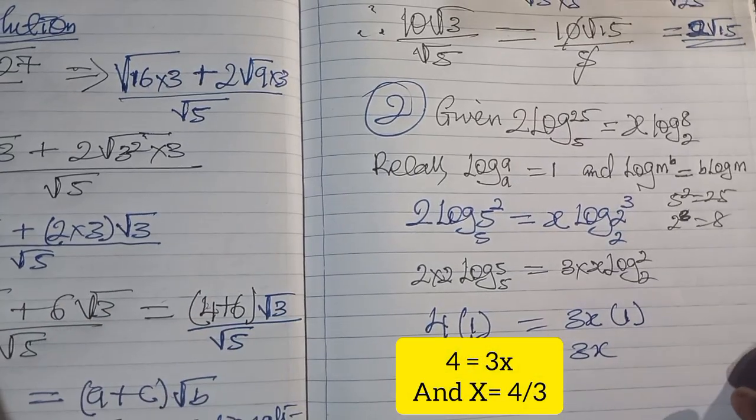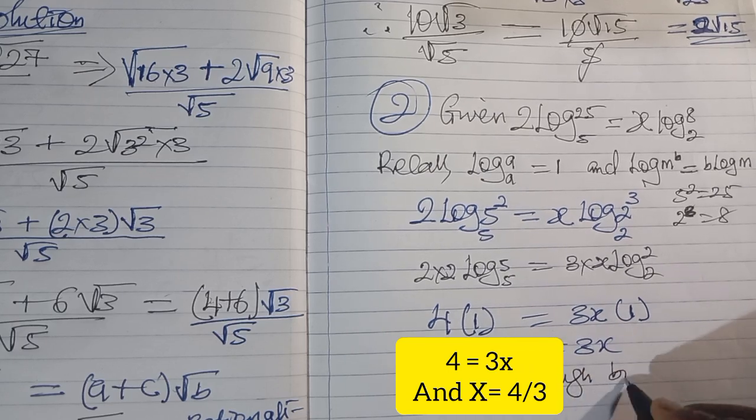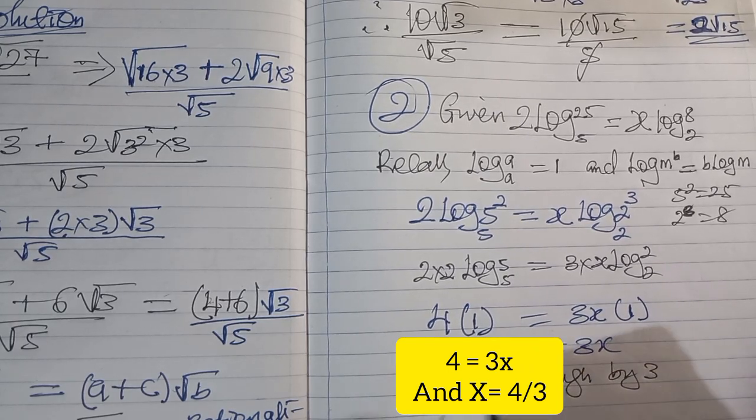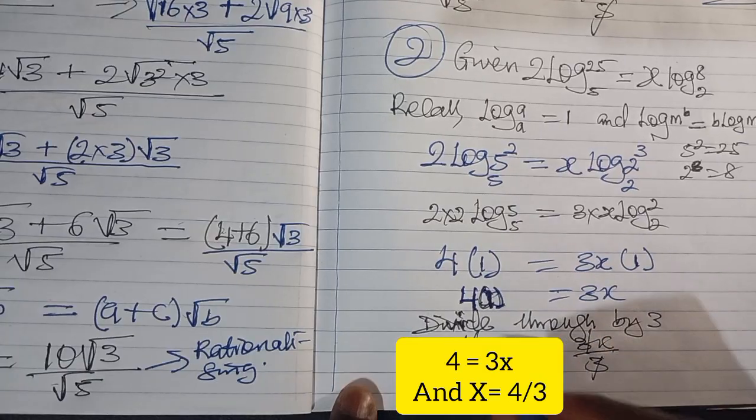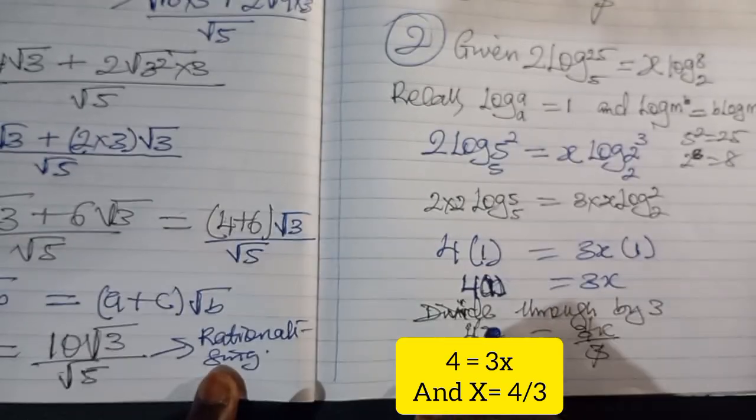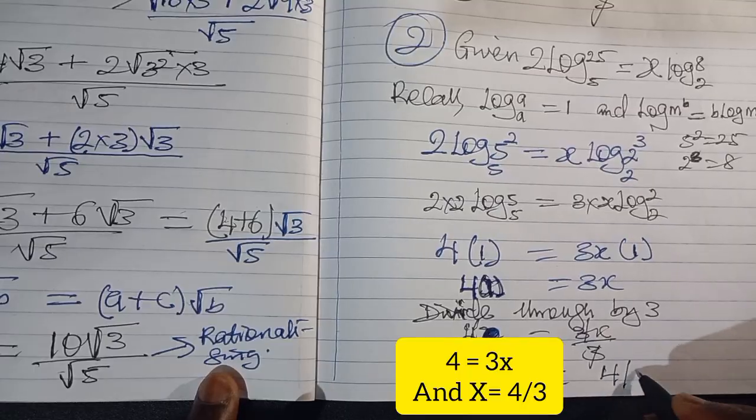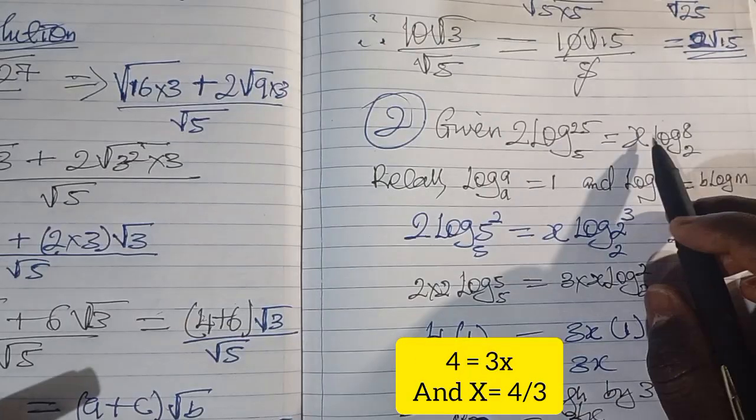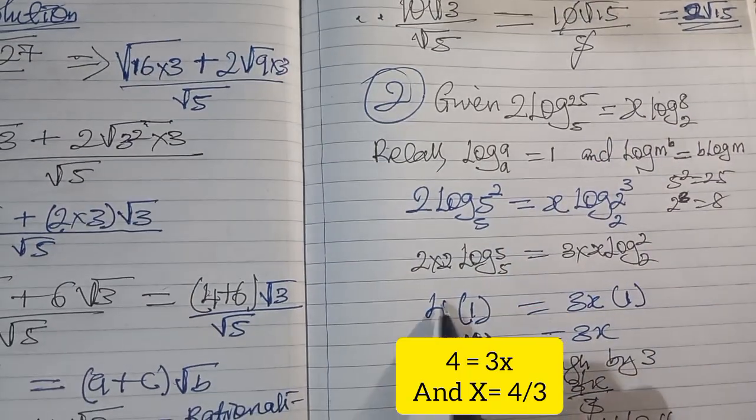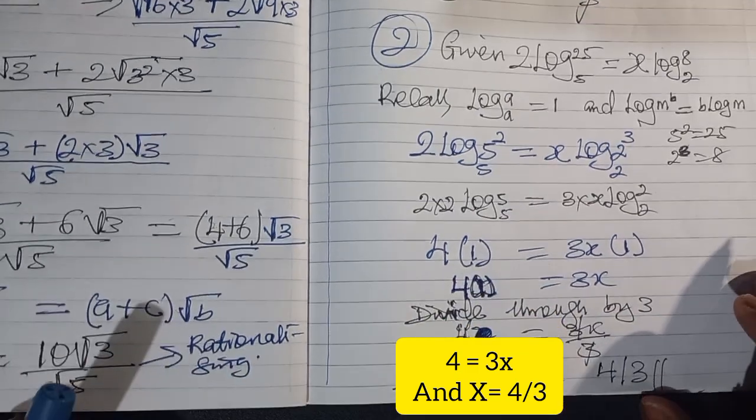Divide through by 3. You have 4 divided by 3 is equal to 3x divided by 3. Therefore, x is equal to 4 over 3. So the value of x here is 4 over 3, because here already you have 4 and the 3x. 4 equals 3x, so x is equal to 4 over 3.